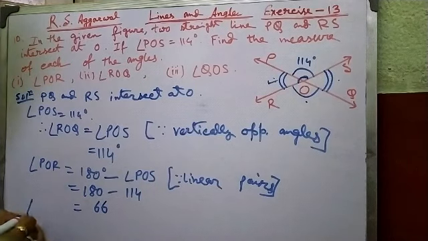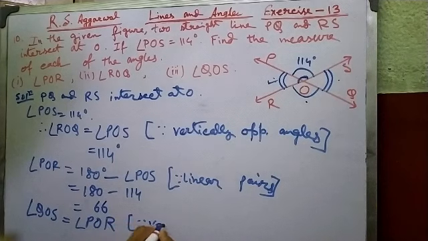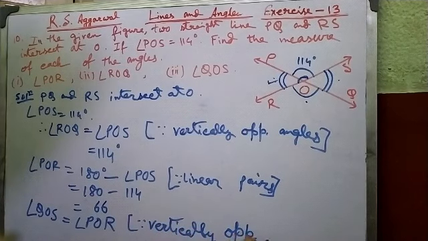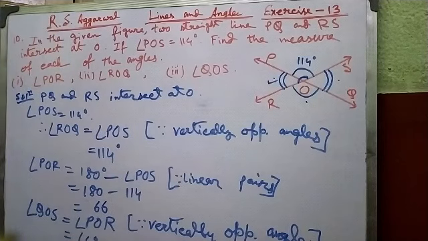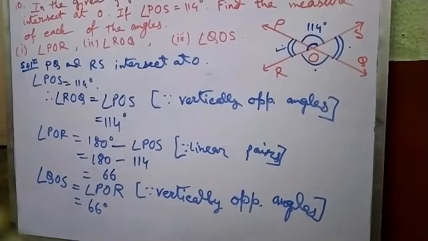Then angle QOS equal to angle POR. Same reason, vertically opposite angle. This value will be also 66 degree. Then we have to write the last answer.